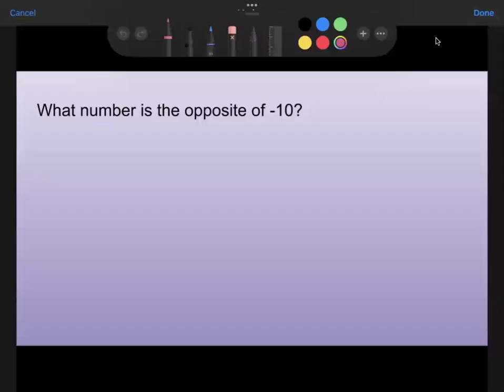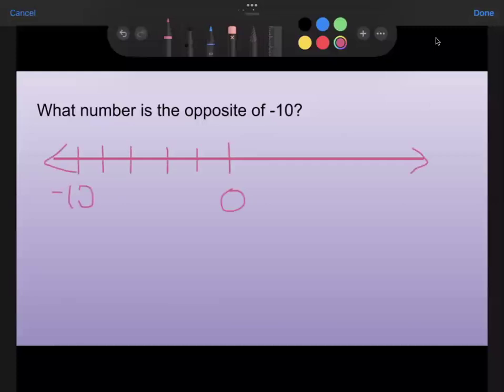Okay, here's our next example. What number is the opposite of -10? So I'm going to draw another number line here and put 0 in the middle. This time I'm going to graph -10 by, rather than doing 10 little tick marks, I'm going to count by fives. Or actually, I'll count by twos. 2, 4, 6, 8, 10.